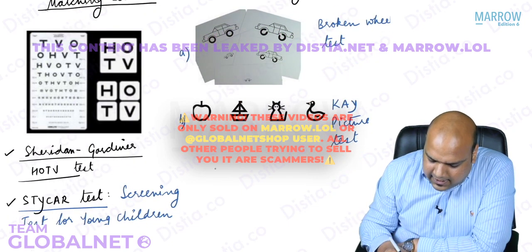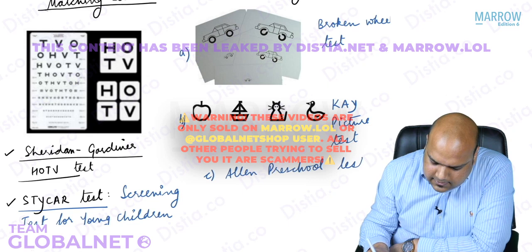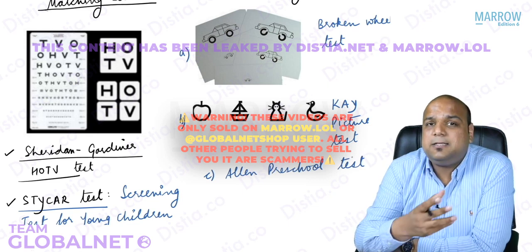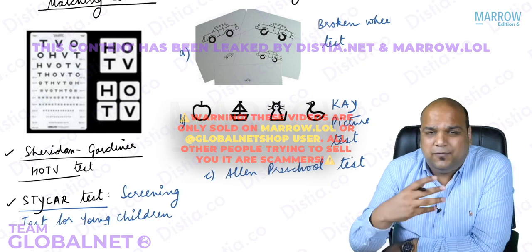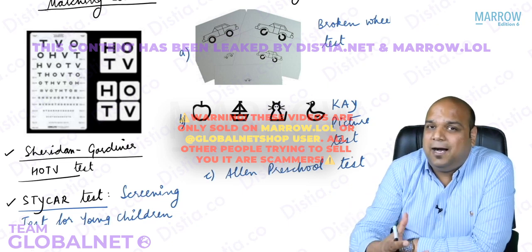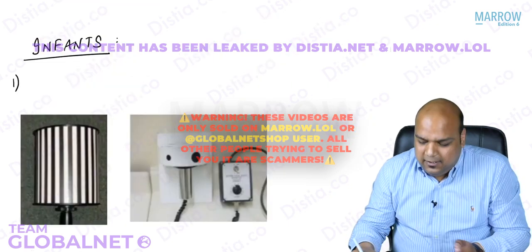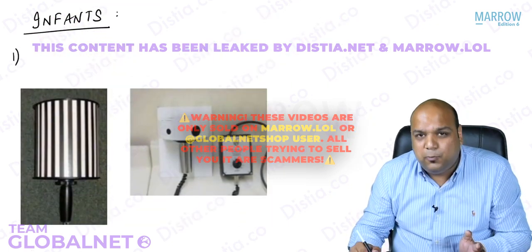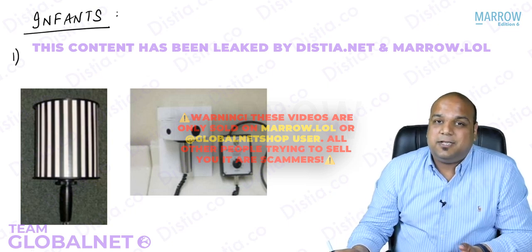Another test which can be done is the Allen preschool test. That is another test which can be done in this group. Okay, you just need to remember the names, maybe know the photographs. Not very common to be done, not very common to be asked. Now, what about infants, everybody? In infants, we don't expect them even to be able to match the pictures or match the letters. Yes, infants are another challenge, everybody.